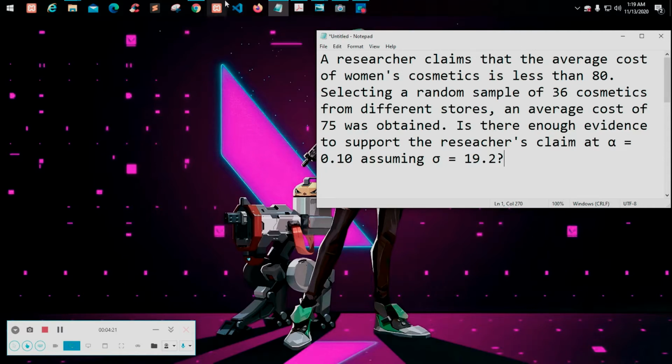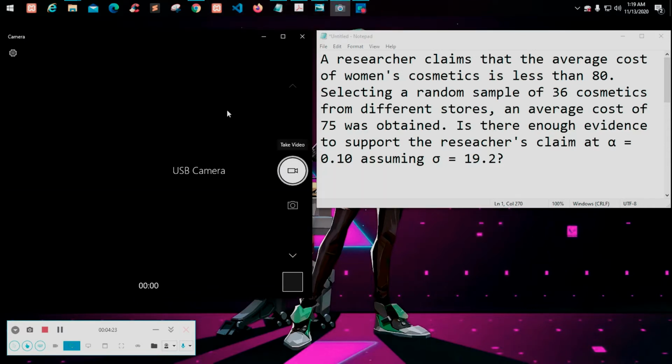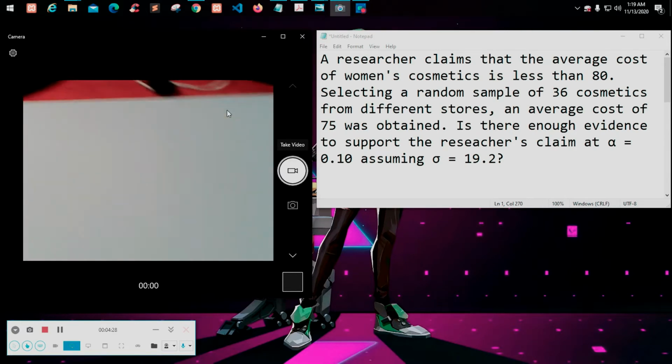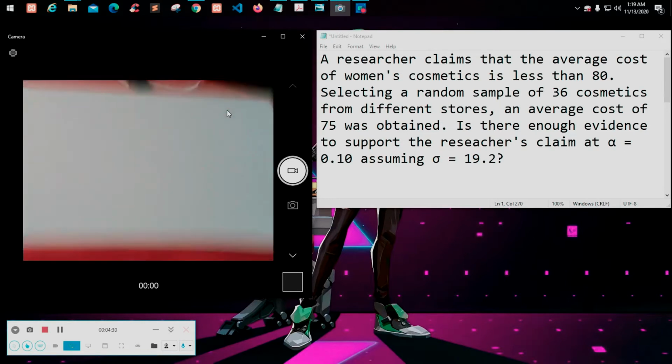So let's solve this one. And so I have a scratch paper here. Let's solve.